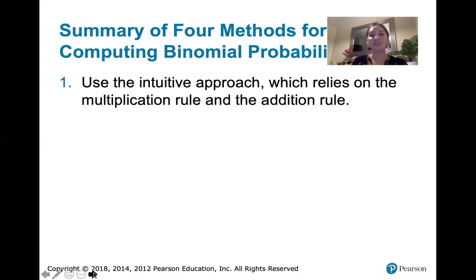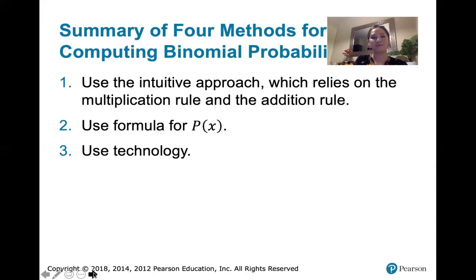Our first method was to use the intuitive approach. That relies on the multiplication rule and the addition rule. Most people won't use the intuitive approach, but I wanted you to see it at least once so that you know where that formula comes from. Second, we can use the formula for P of X. This is what I tend to do in the homework videos. It's very easy to use, especially if n is small and x is small, and you're only interested in the probability for a particular x value.